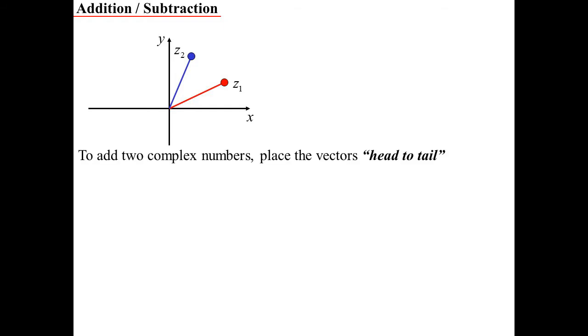So how do we add and subtract? Well, this should be no surprise then. There's one complex number, z1. There's another complex number, z2. So if I want to find z1 plus z2, we add the vectors. So head to tail as we do. We end up with the green vector there, z1 plus z2. And of course I could have done z2 plus z1 and get to the same position.